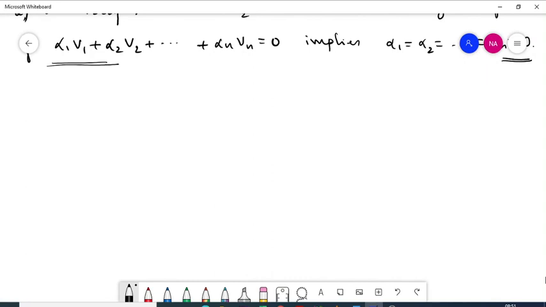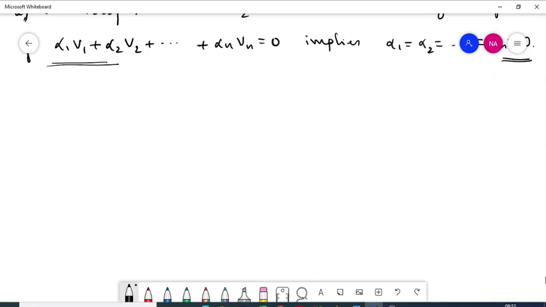Given n vectors v1, v2, up to vn, the linear combination is an expression of the form alpha 1 v1 plus alpha 2 v2 plus and so on, alpha n vn. If the linear combination equal to 0 implies all the scalars are 0, then those vectors are called linearly independent. If the linear combination is 0 but at least one of the scalars is non-zero, then those vectors are linearly dependent.